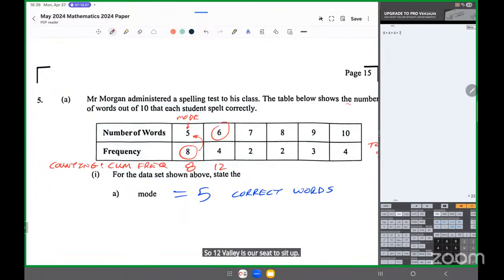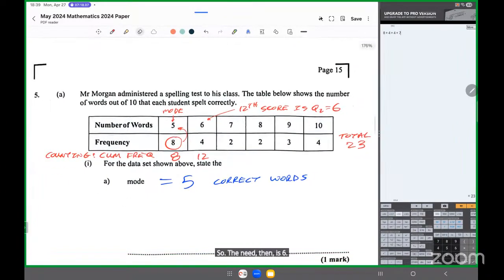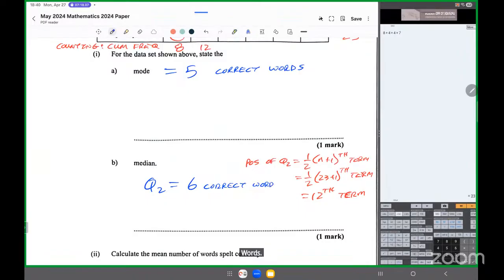You see that? So the 12th value is a 6. So the 12th score is Q2, which is equal to 6. So the median is 6. So based on that, Q2 is equal to 6. Correct. 6 correct words. It's Q2.